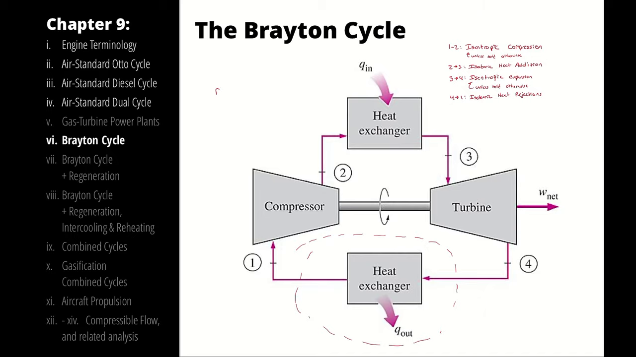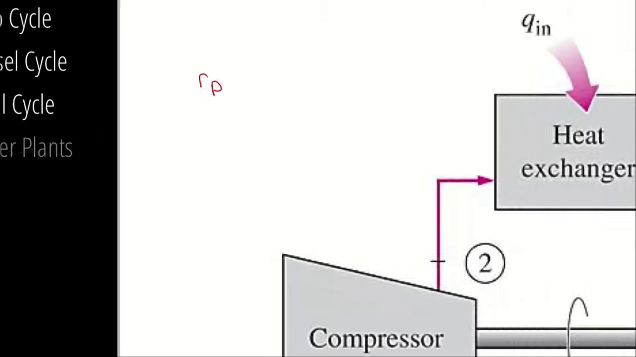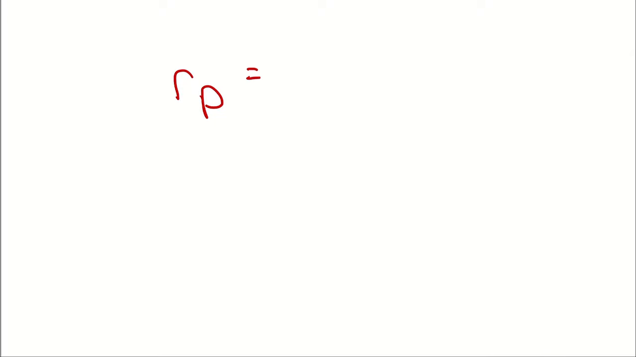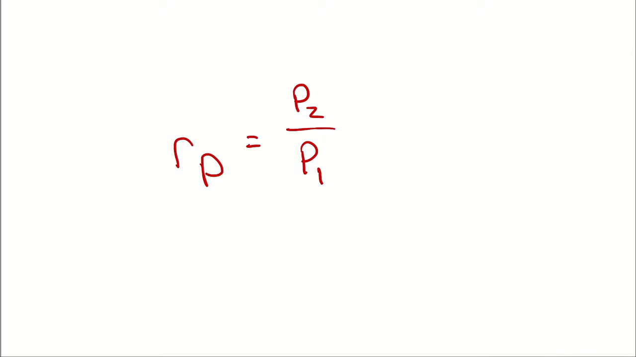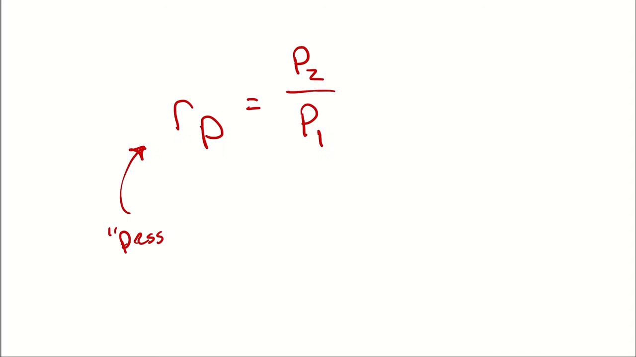Instead, it's more useful to talk about a pressure ratio. The pressure ratio is going to be the pressure ratio across a compression process or across an individual compressor. Pressure ratio is abbreviated RP and is not compression ratio. They sound very similar. They are not the same. Do not make that mistake.